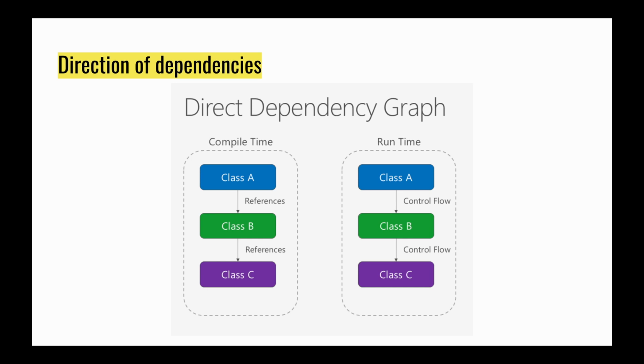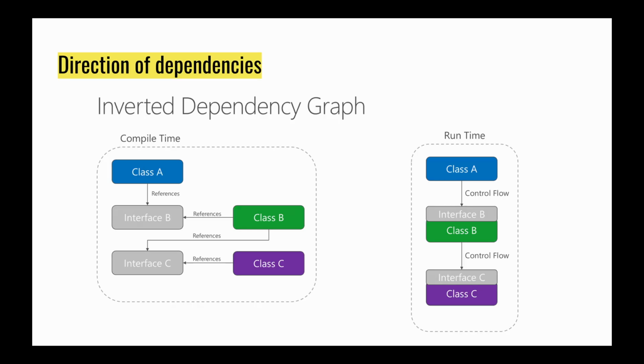Most programs are written in such a way that compile time dependency flows toward runtime execution, creating a direct dependency graph. That is, if Class A calls a method of Class B, and Class B calls a method of Class C, then at compile time, Class A will depend on Class B, and Class B will depend on Class C, as shown below. Applying the principle of dependency inversion allows A to call methods of an abstraction implemented by B, allowing A to call B at runtime, but for B to depend on the interface managed by A at compile time, thus inverting the typical compile time dependency.